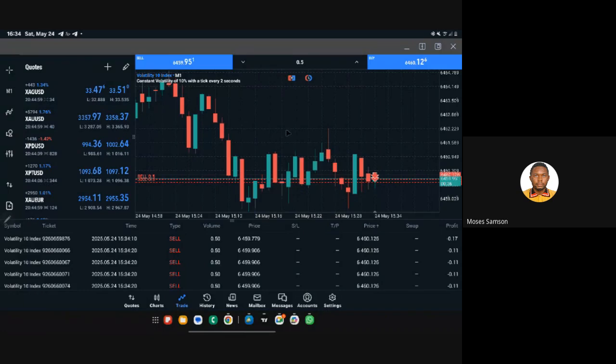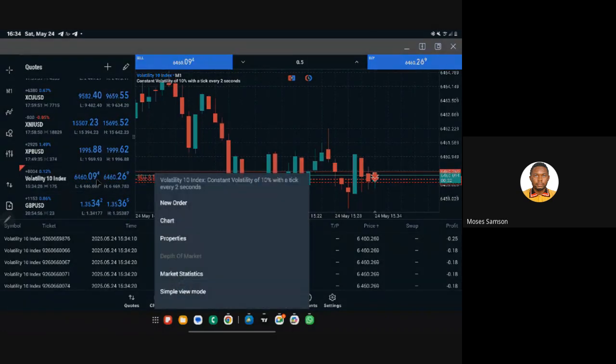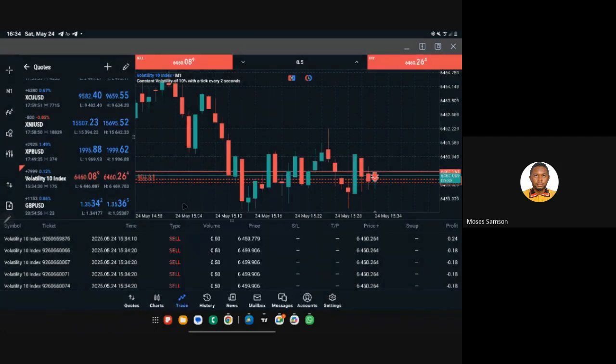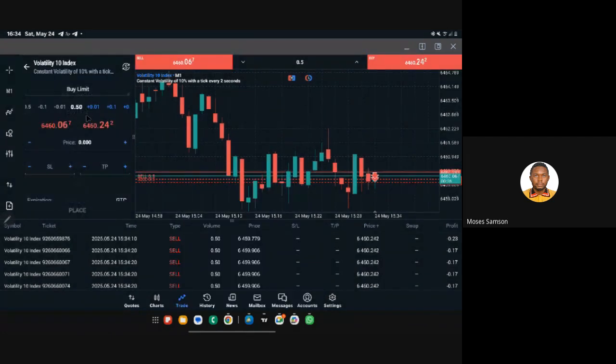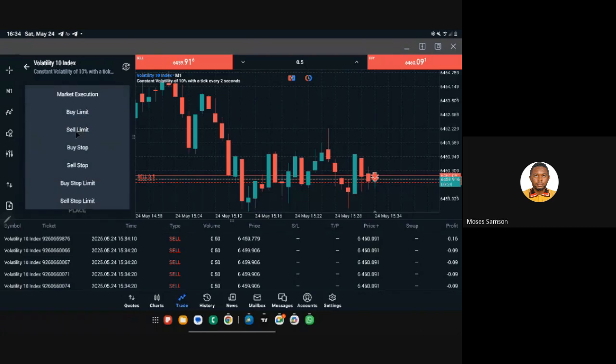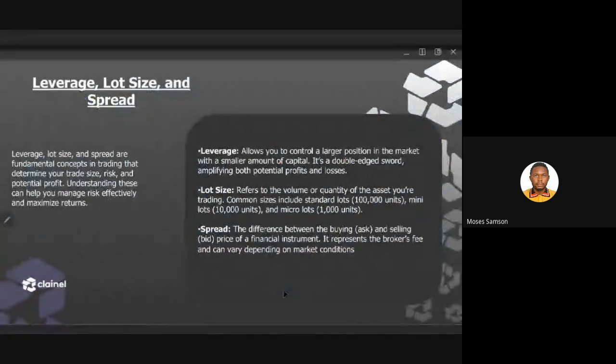Then we also have how to place orders for our trade. We have the market execution, the buy limits, the sell limits, the buy stop, sell stop, and a lot of these, all of them are going to be explained later on. So moving on, back to our class.